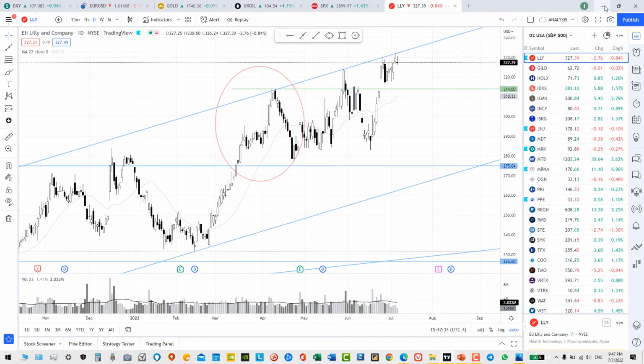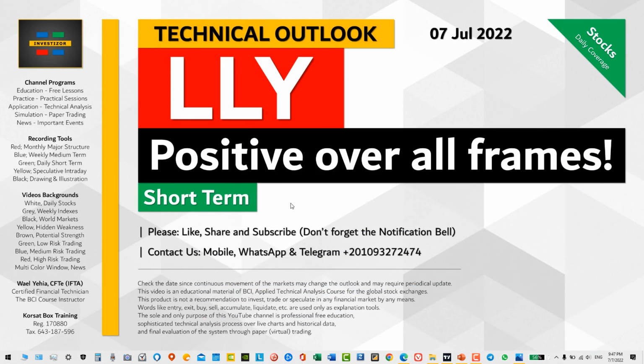So Eli Lilly is positive over all time frames, as I said, and I think within a day or two we can jump into a virtual trade on the long side, especially if the market index continues its correction to the upside.